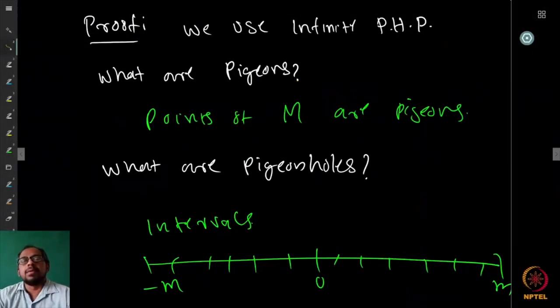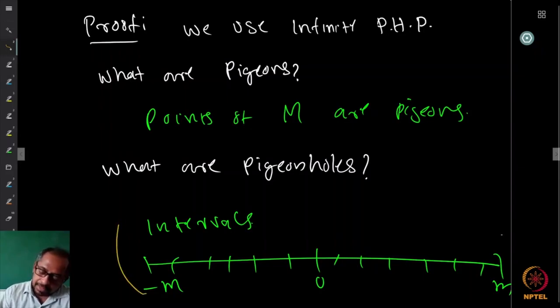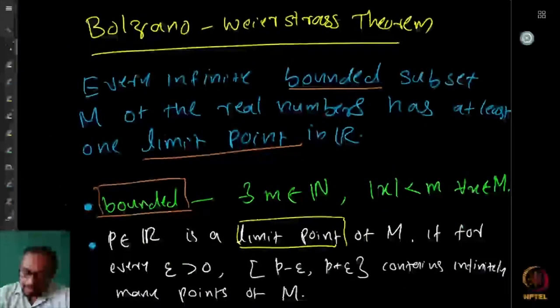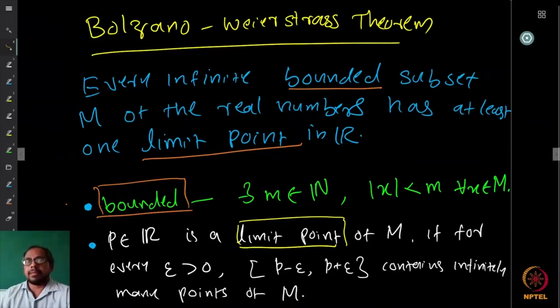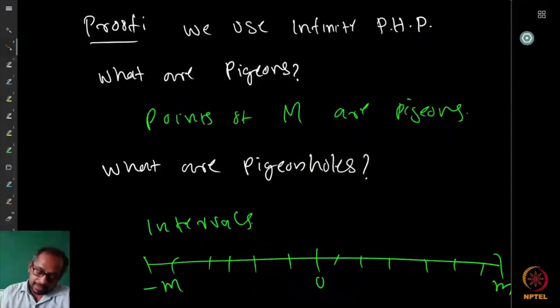Now, what are the pigeonholes? We are going to define the pigeonholes as the intervals, because what we really wanted to show, that there is a limit point, says that some interval contains infinitely many points, right? So when we apply the pigeonhole principle, it is going to tell us that some interval contains infinitely many points, and that is precisely what we want. For any epsilon we need this. So therefore we look at the interval.